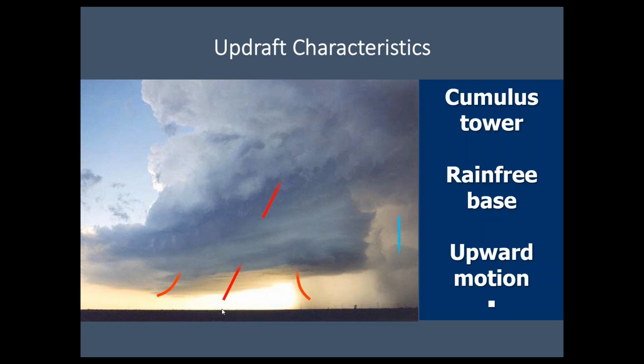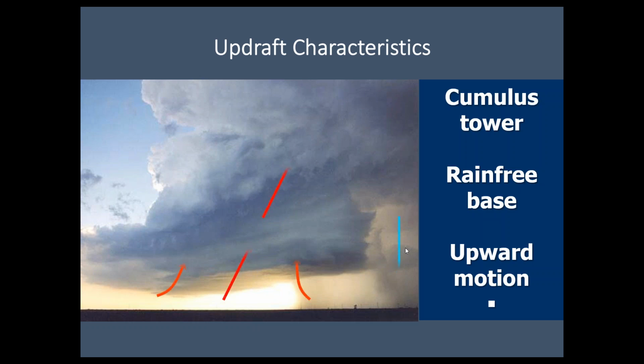You have a rain-free base. So what is a rain-free base? It's an area generally right in the updraft region where there's no rain. It's typically dry under there. You can probably see some sunshine. Usually, if you're looking off to the west, there's upward motion. It's an updraft in this area.